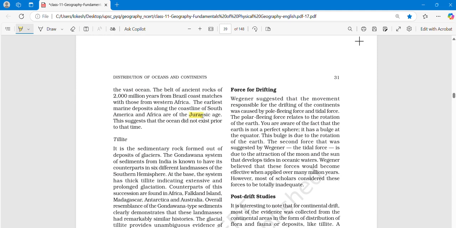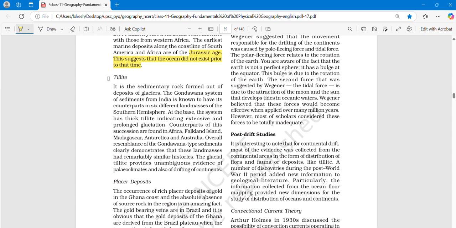Oh, this is nice. Next is tillite. It's a sedimentary rock formed out of deposits of glaciers. The Gondwana system of sediments from India is known to have its counterparts in six different landmasses of the southern hemisphere. The system has thick tillite. I don't know, for some reason I like that direction, south and east. So even though India is in the north, it feels like once we were in the south. The Gondwana system has thick tillite, indicating extensive and prolonged glaciation. The basal part has tillite counterparts of the succession found in Africa, Falkland Islands, Madagascar, Antarctica, Australia, all in the south.